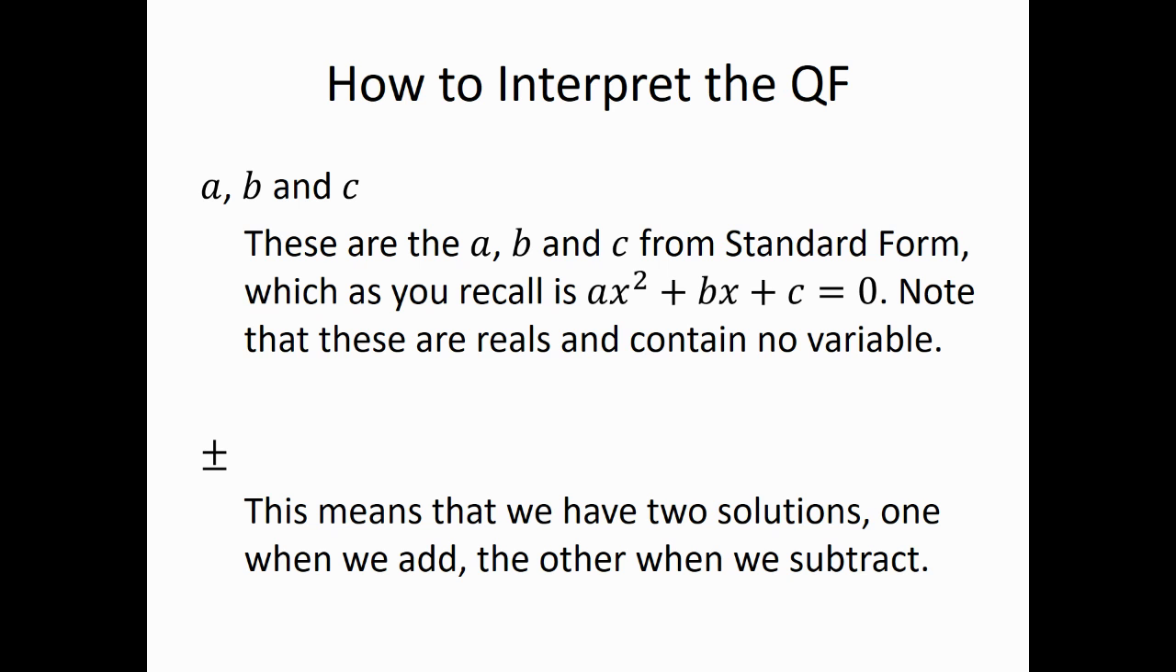And then the plus minus means that we have two solutions, one when we add and one when we subtract. So typically what you get when you apply the quadratic formula is a pair of solutions, two solutions. And that should come as no surprise, really. Because think about simple quadratics, like x squared is equal to 4. You take the square root of both sides, and you get square root of x squared is equal to square root of 4.